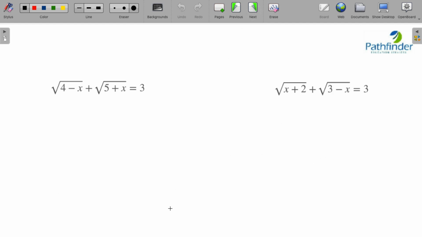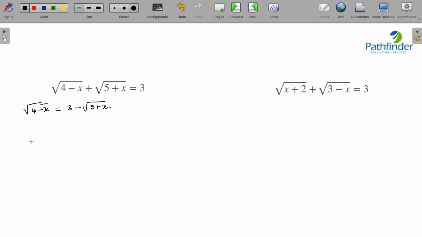Next, now you have an equation which involves two radicals: under root of 4 minus x plus under root of 5 plus x. Now how do you deal with this? Again, you take one radical on the other side and you have under root of 4 minus x is equal to 3 minus under root of 5 plus x. And now square both sides again.